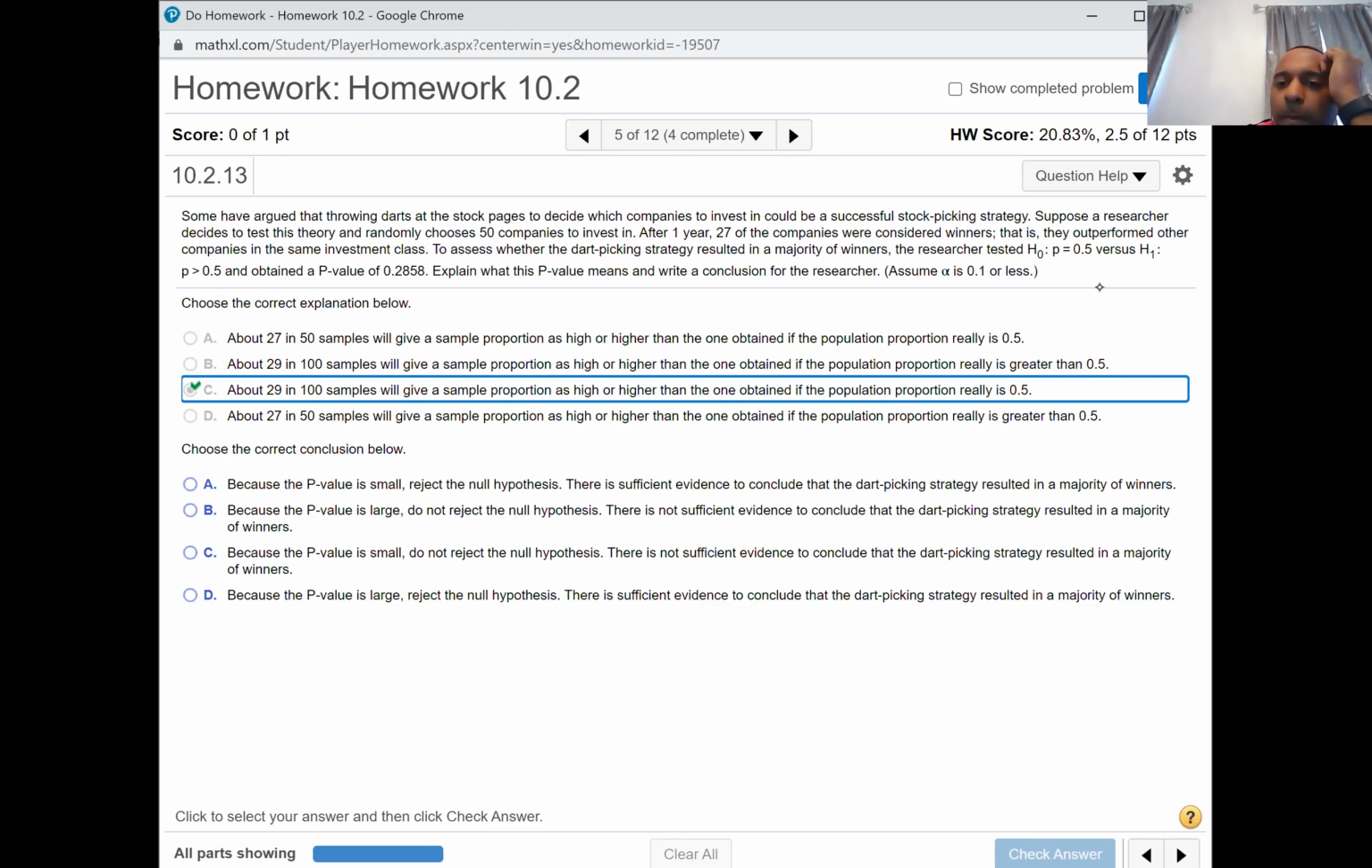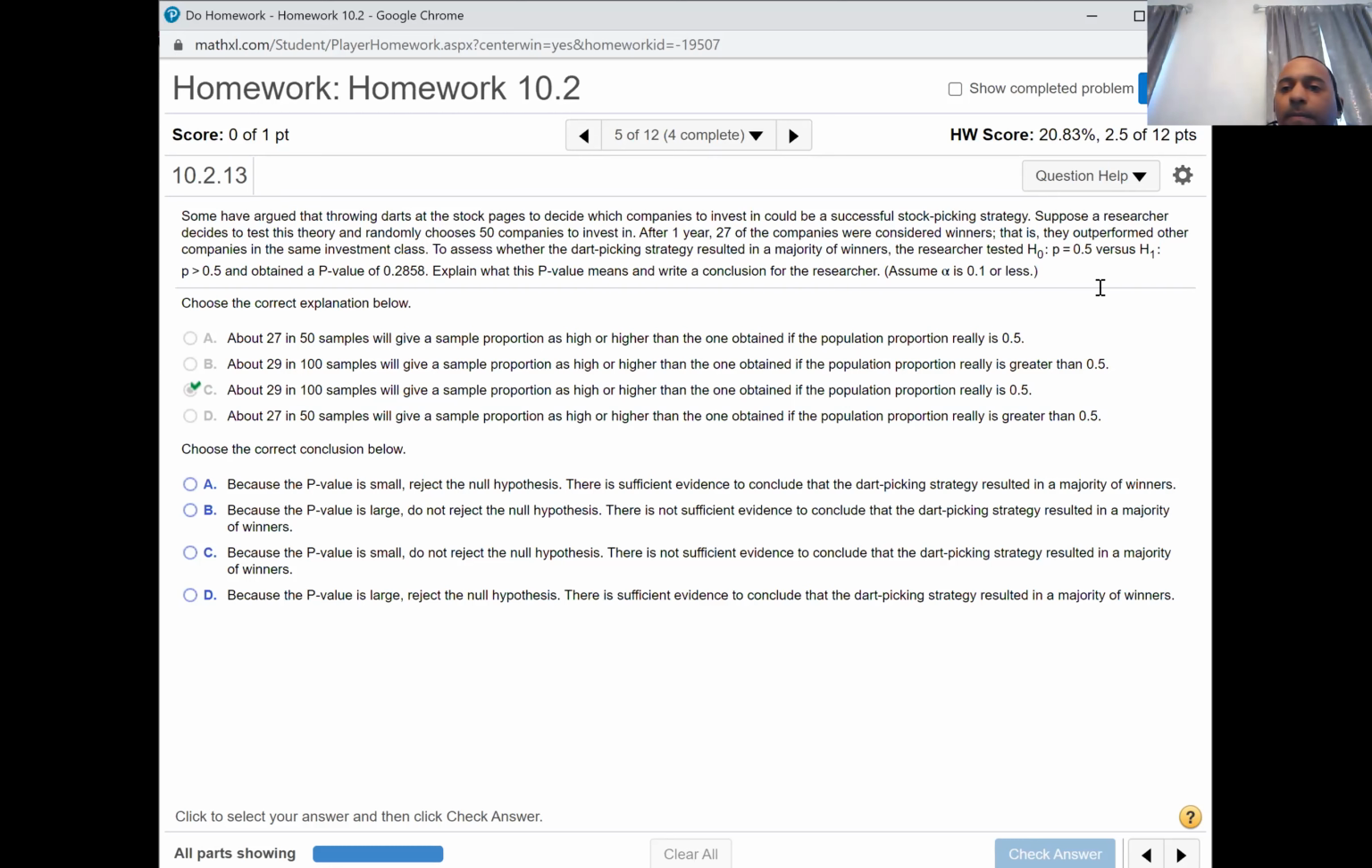And then it says, will give a sample proportion as high or higher than the one obtained if the population really is 0.5. But notice once again, we could not reject the null hypothesis. So that means our null hypothesis says p is equal to 0.5. So that's why I say really is 0.5. So that's why I went with C. 0.2858 times 100 gave me that about 29. And then it really is 0.5 because we're looking at the null hypothesis being true, not the alternative hypothesis, which says it's greater than 0.5.